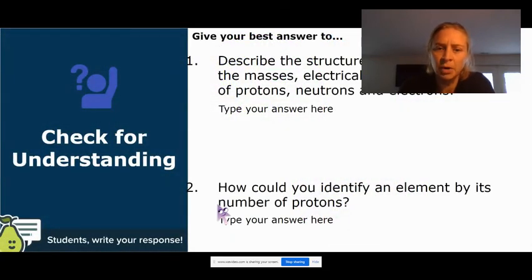So we summarized with these 2 questions that we can have the protons, neutrons, and electrons with a charge. Protons and neutrons are found in our nucleus, and the electrons in the electron cloud, and that we identify an element based on their number of protons. So if I have 3 protons, I'd go to the atomic number on the periodic table of 3, and I'd find that it's the element of lithium.